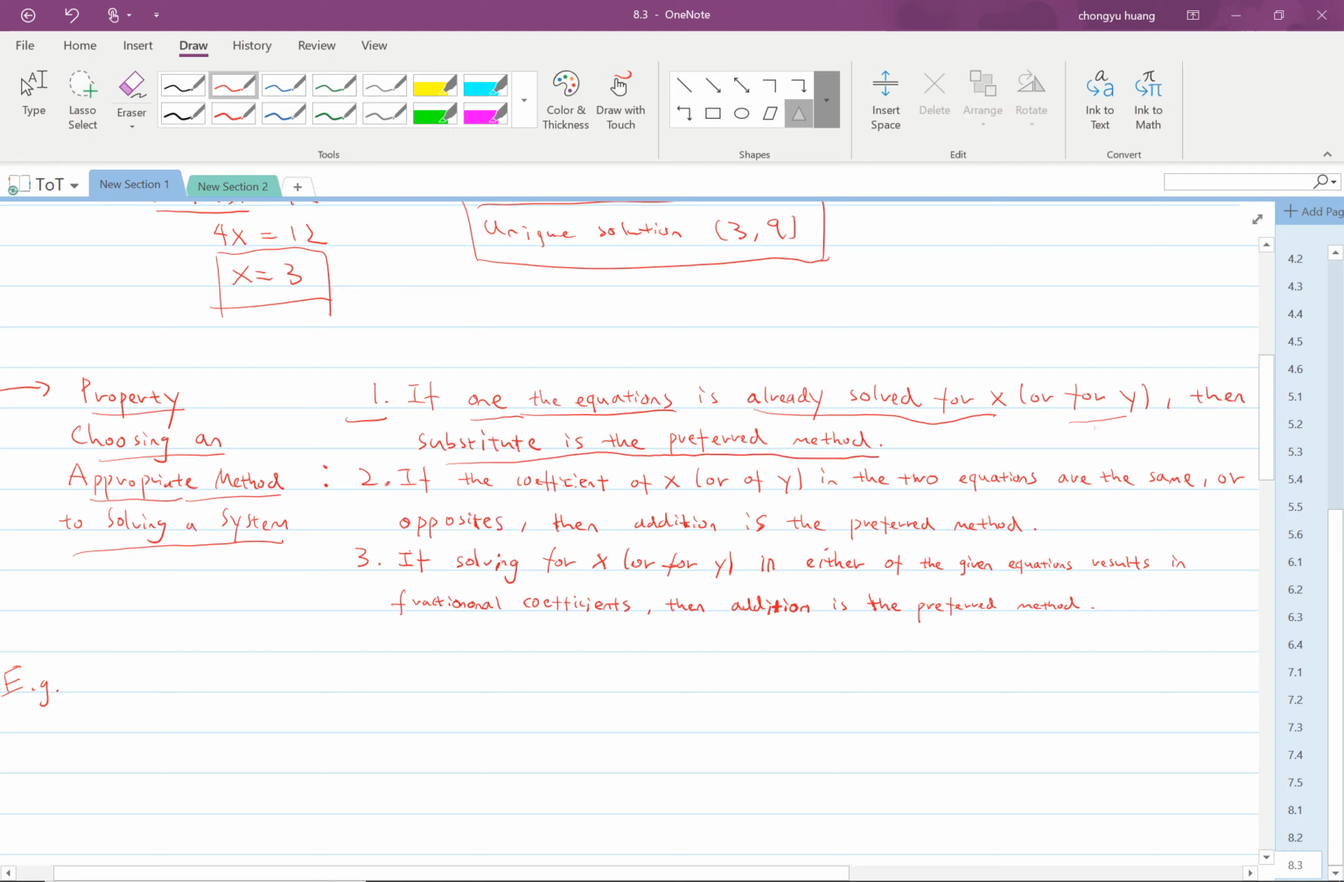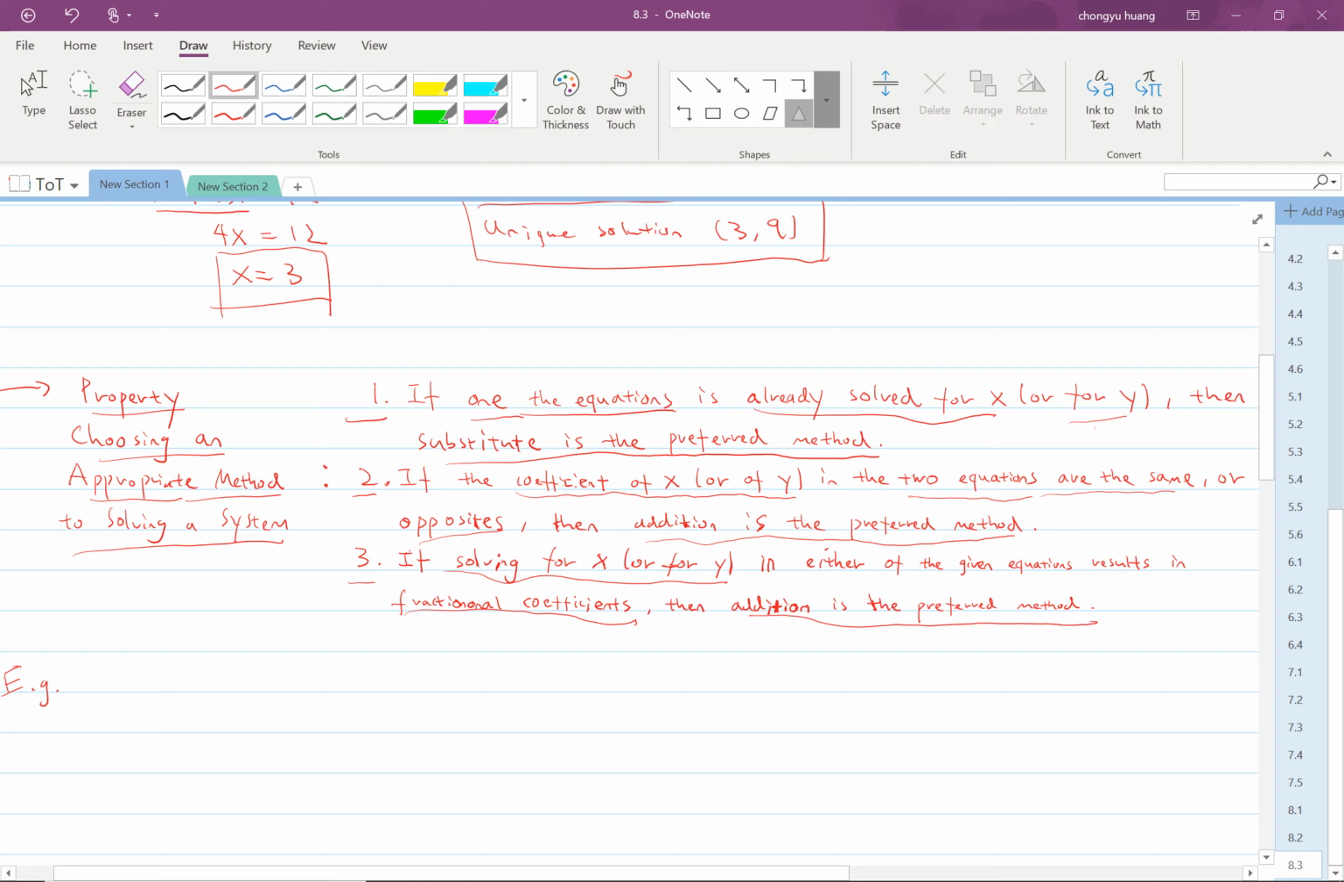Okay, and so the second one is, if the coefficient of x or y in the two equations are the same or opposite, then addition is the preferred method. The third is, if solving for x or for y in neither given equation results in a fractional coefficient, then addition is the preferred method.